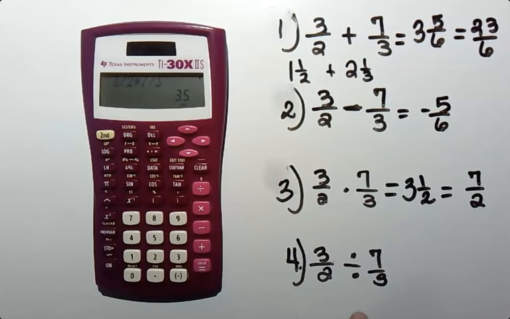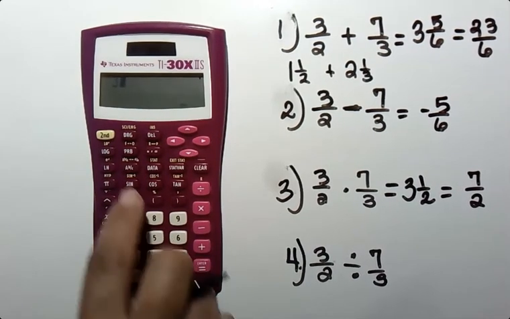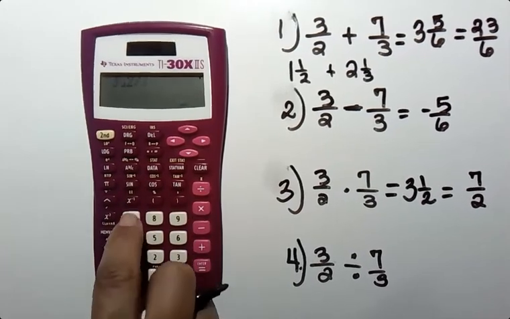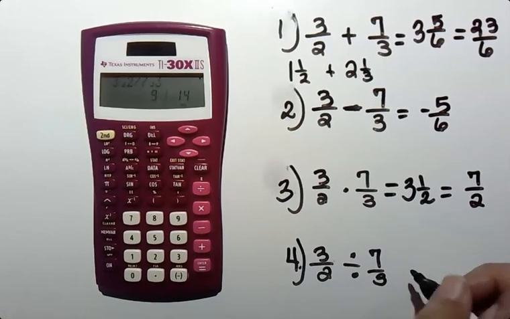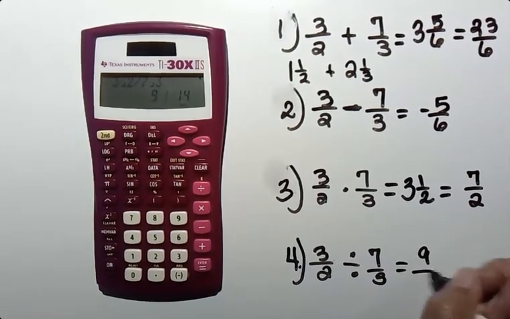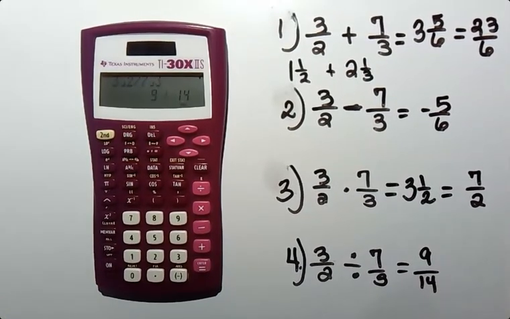Number 4, this time we're dividing. So same rule, 3 ABC 2 divided by 7 ABC 3. Hit enter. It tells me my answer is 9/14. That is a proper fraction. There's no need to try to switch it out. In fact, if I try to switch it out, it's giving me the same answer I already had.